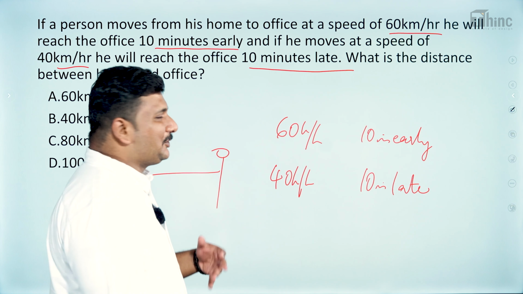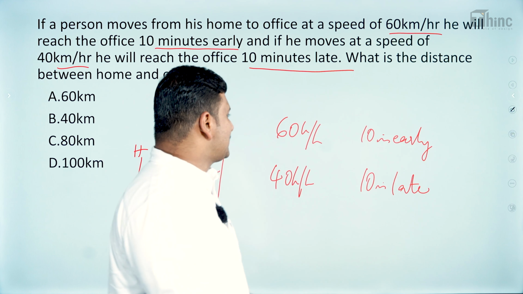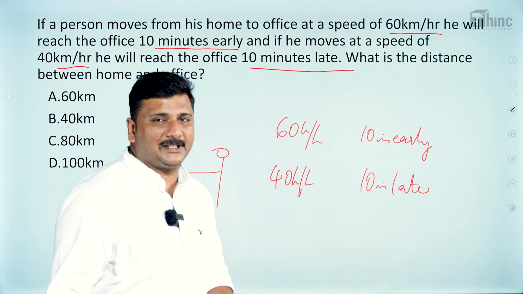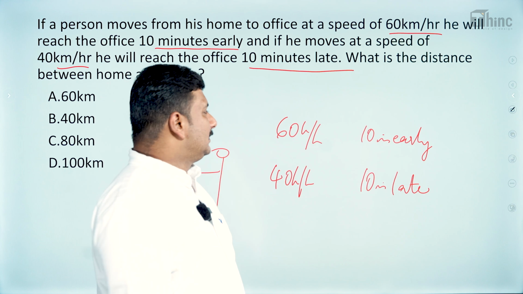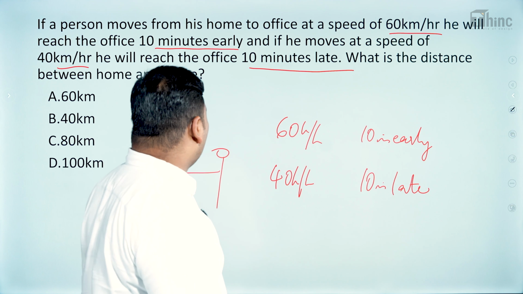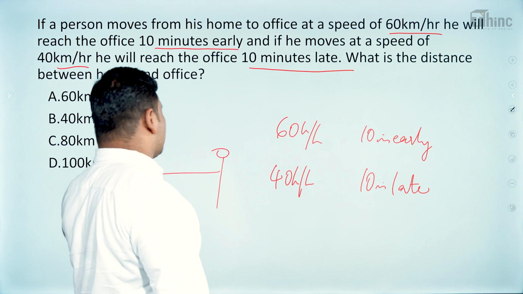So we just know the two speeds, and if he moves at 60, this person reaches the office 10 minutes early. If he moves at 40, he reaches 10 minutes late. We need to exactly figure out what is the distance between the home and the office. Now, one way of doing this is using the options.